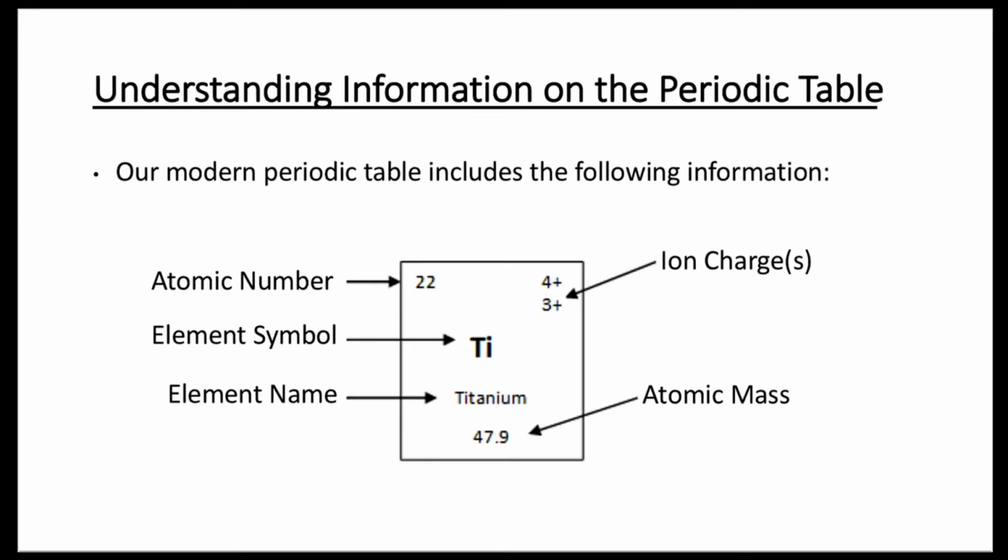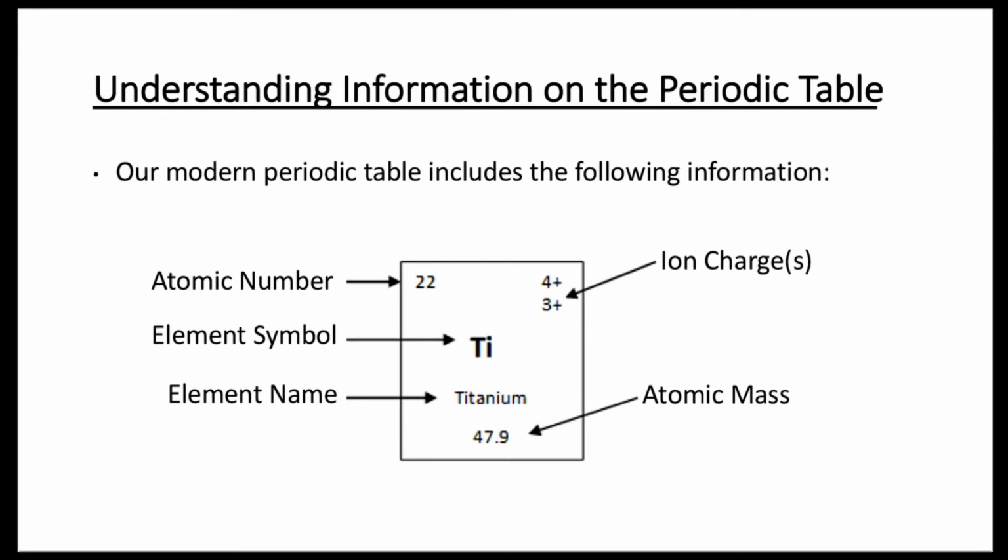So if you look at the number 22 in the top left-hand corner, this is what is known as your atomic number. An atomic number is actually related to the number of protons that a particular element has. So this number never changes. It identifies the element as the particular element. So titanium has 22 protons, and this is its atomic number.